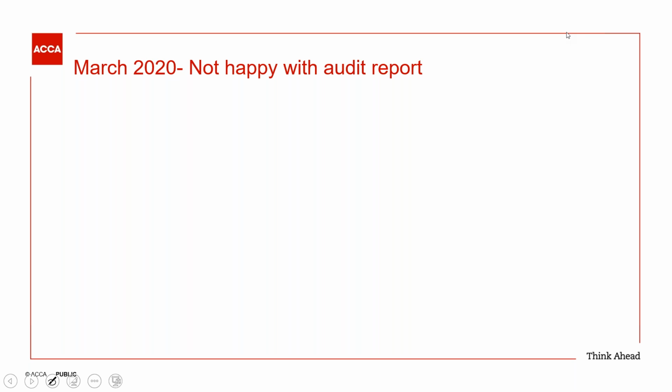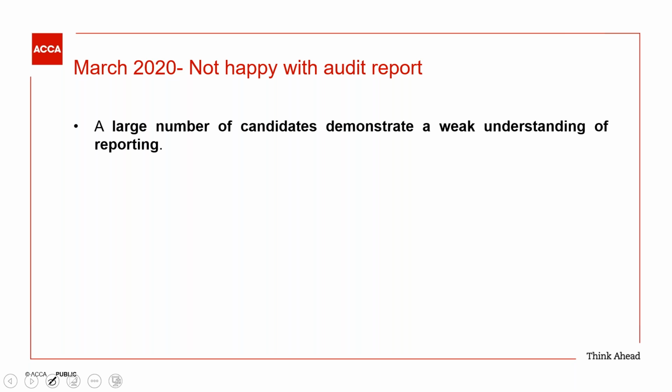Let's see what is the cause of unhappiness for the examiner. Number 1, a large number of candidates demonstrate a weak understanding of reporting. That's quite shocking. This is the examiner feedback from the March 2020 paper. So he's not happy with the student knowledge on reporting.